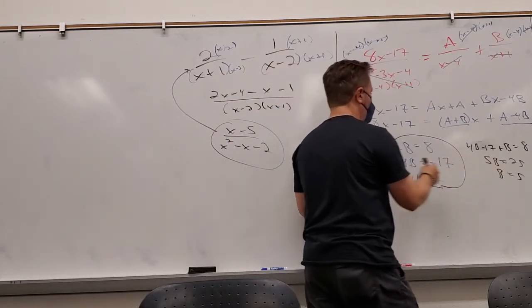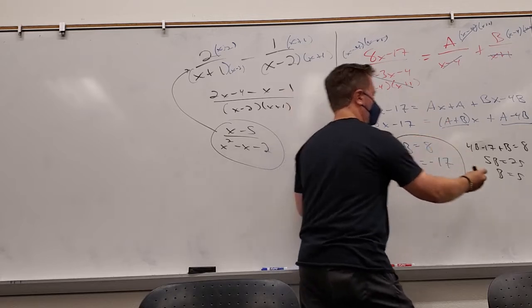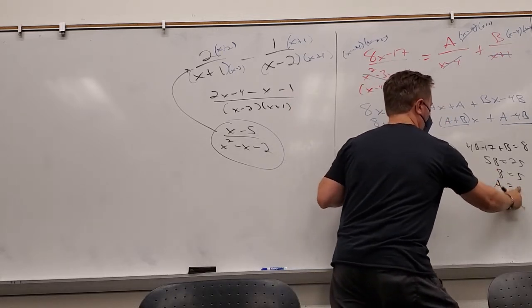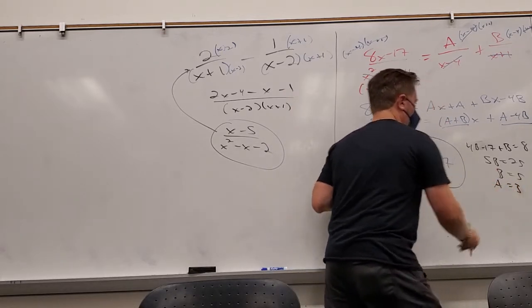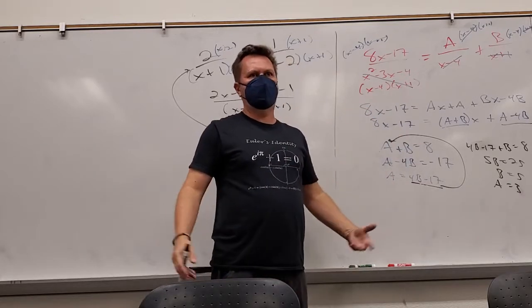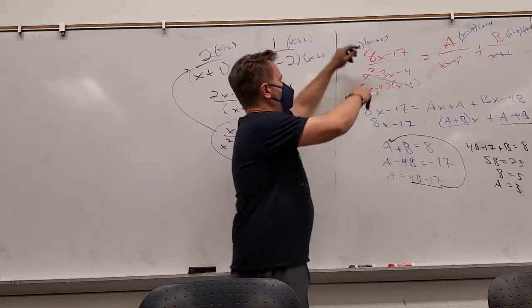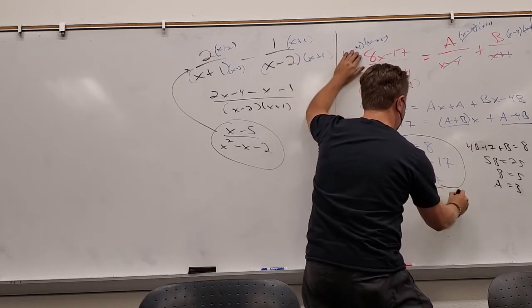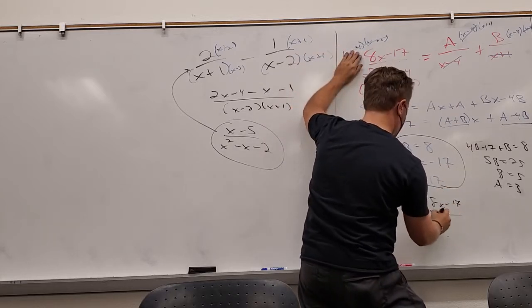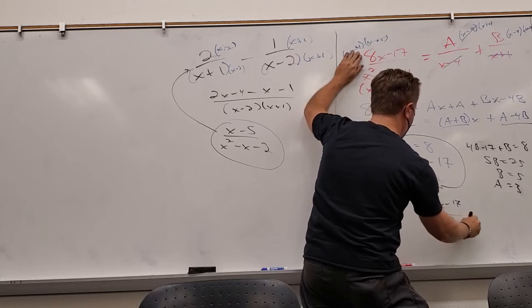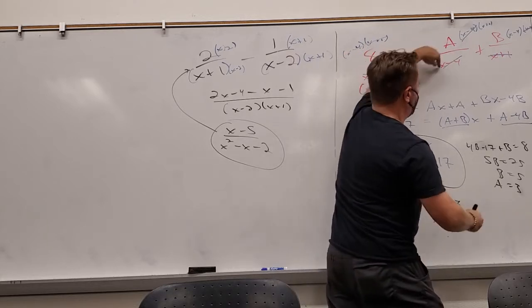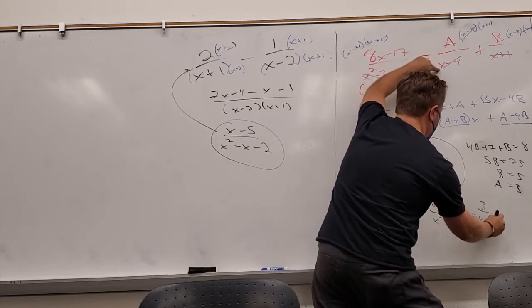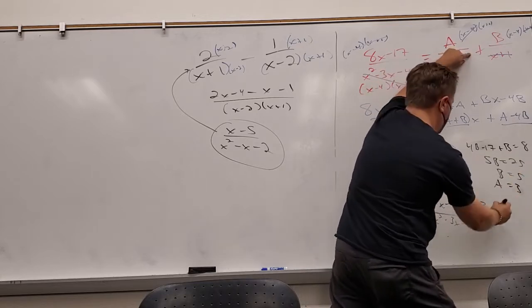If B is 5, what's A? 3. Don't make a big deal out of it. The more you know, the less you should have to do. Just know that A is 3. So what does that mean? What is this equal to? 3x plus 3 plus 8x minus 17 over x squared minus 3x minus 4 is equal to 3 over x minus 4 plus 5 over x plus 1.